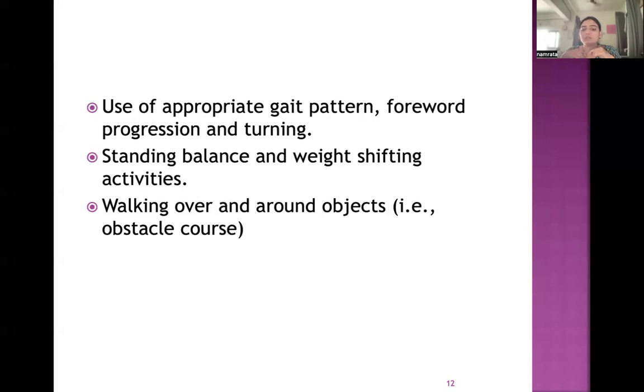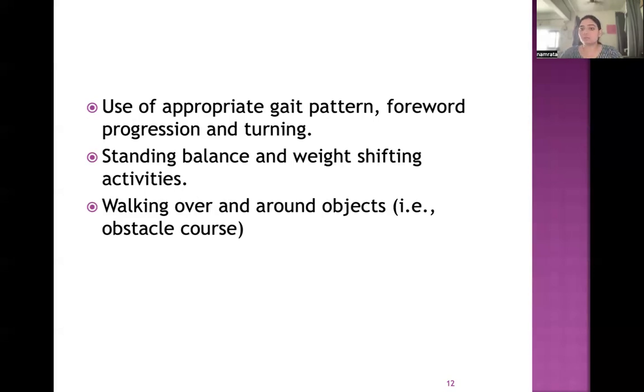Then walking over and around the object. So as I told you, it is not necessary that whenever you are walking on the road, it will be plain. So there are chances that there are some objects around, there are some obstacles around whenever you are walking on the road. So we have to make our patient practice walking over and around the object.